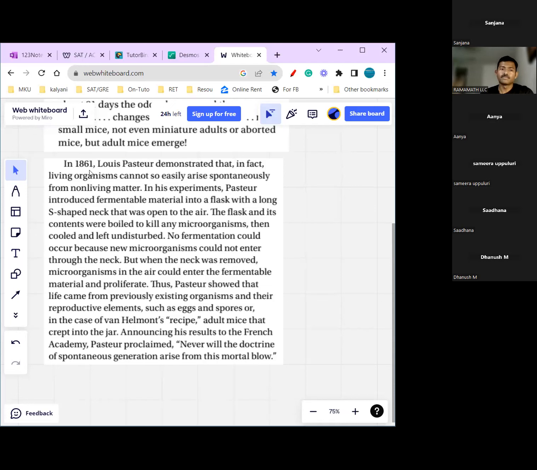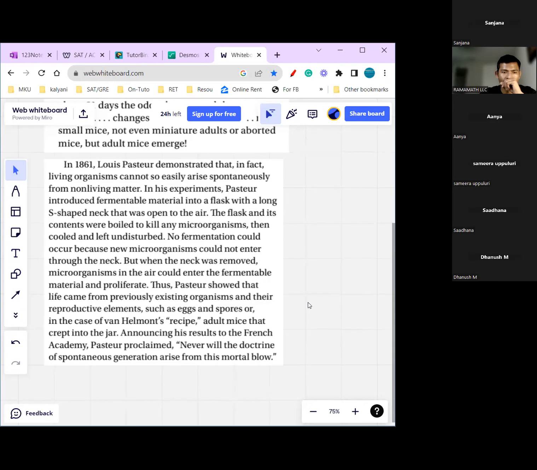In 1861, Louis Pasteur demonstrated that, in fact, living organisms cannot so easily arise spontaneously from non-living matter. In his experiment, Pasteur introduced a fermentable material into a flask with a long, S-shaped neck that was open to the air. The flask and its contents were boiled to kill any microorganisms, then cooled and left undisturbed.